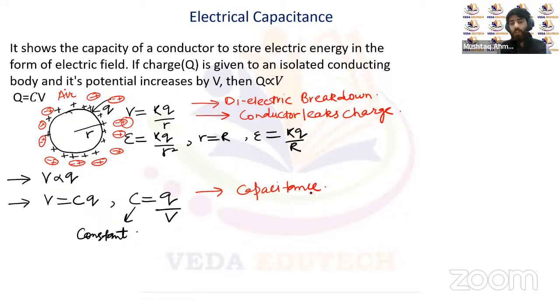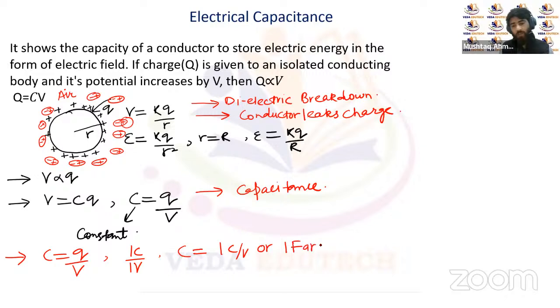But if we supply a charge Q to this conductor and the potential V is developed on this conductor, then Q upon V will be the capacitance of this conductor, right? So capacitance is Q upon V, the charge Q on the conductor and the V potential on this conductor. Let's suppose 1 coulomb of charge is supplied on the surface of this conductor and a potential of 1 volt is developed. It means that capacitance will be equal to 1 coulomb per volt, which we call 1 farad. So 1 farad is the SI unit of capacitance, right?